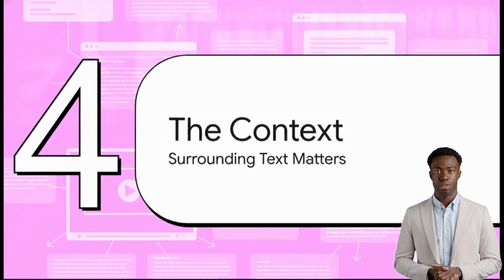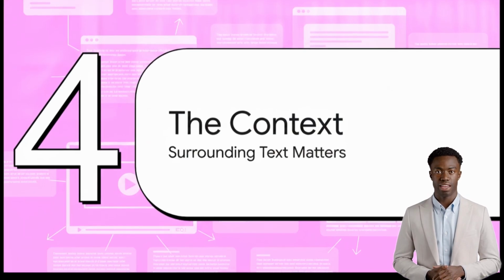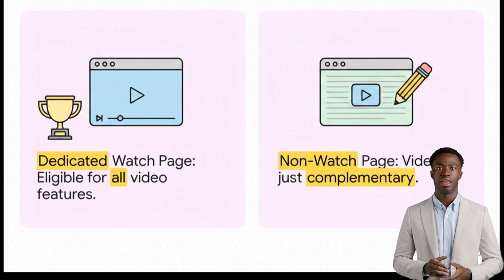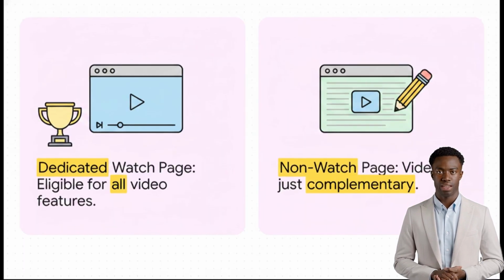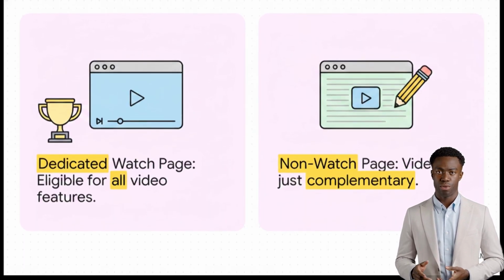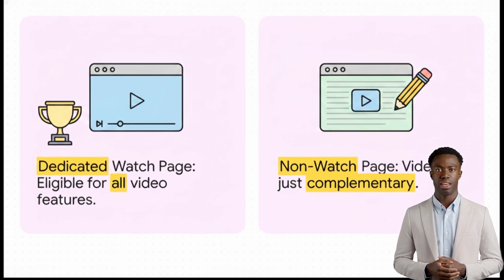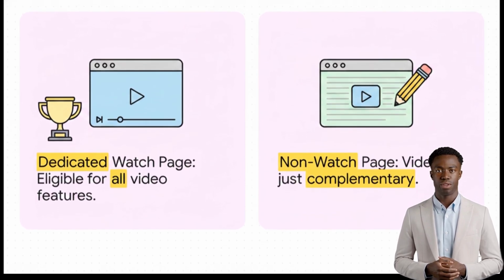Which brings us to part 4, the context. Because the surrounding text on your page absolutely matters. So a map is pretty much useless without context, right? Google looks at the surrounding text to verify your video. Remember the dedicated watch page? Things like a news video page or a sports highlight, those are eligible for all the video features.